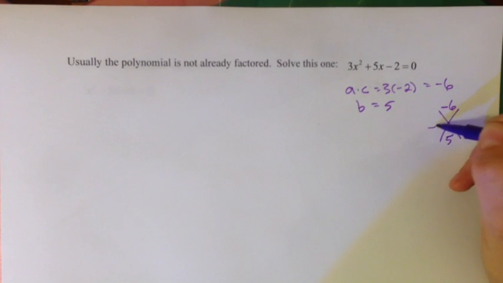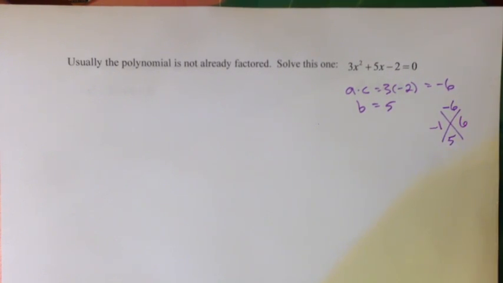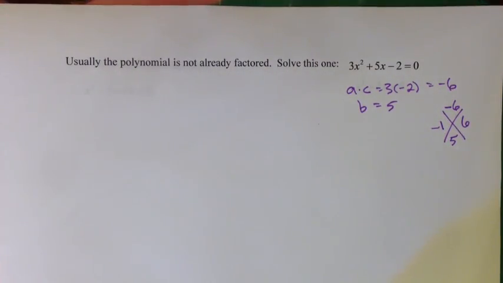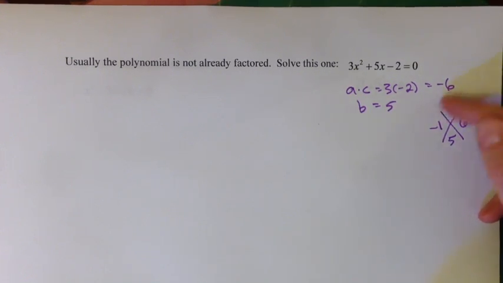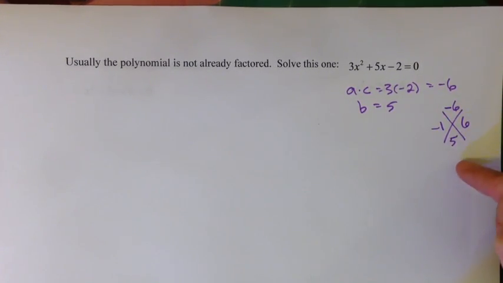I'm thinking that negative 1 and positive 6 will work. Yeah, since negative 1 times 6 is negative 6, but negative 1 plus 6 is positive 5. Remember that if you're having trouble finding these two numbers, you can always make a list off to the side of all the possible factors of negative 6 to see which ones will add up to be 5.